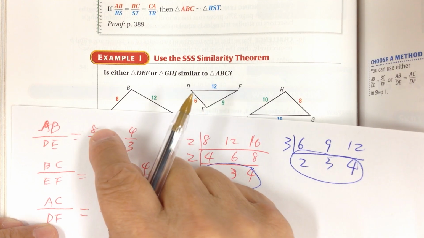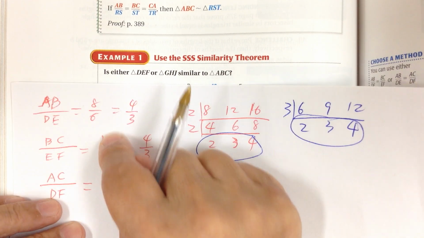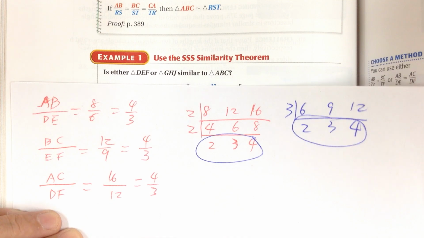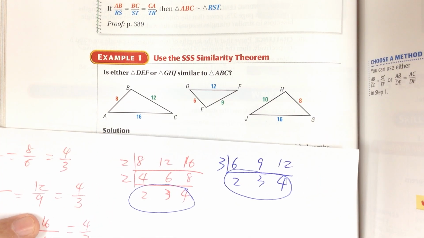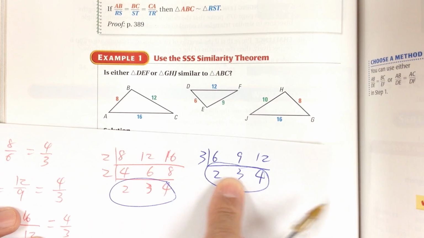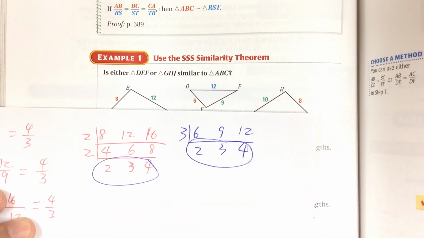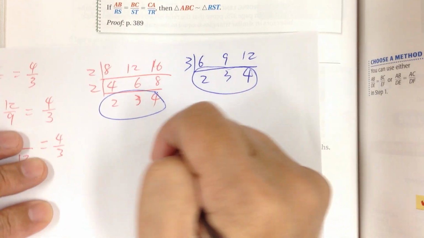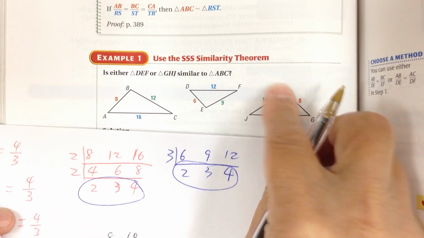So normally I like to do the shortest one, the medium one, and the longest one. Do it in order, okay? That way to avoid messing it up. Now since we already did this, I'm going to do this one over here. I'm going to do the 8, 10, and 16.